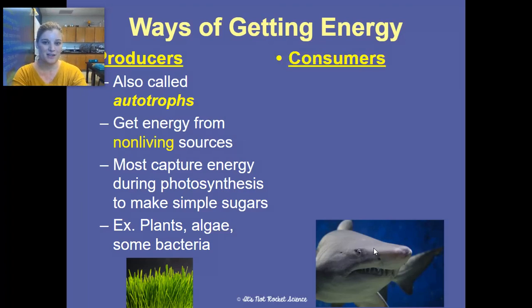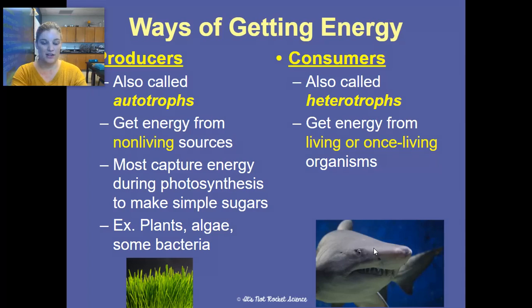Then there's something like us, which are consumers, which are also called heterotrophs. So hetero means the same. So basically, producers automatically get energy from the sun. We have to eat something that's the same or living just like us to get energy. So we are either getting energy from something that is currently living or was once living. And these are animals, fungus, and people, even though we are animals, just to clarify out there. And that shark looks nice and hungry.